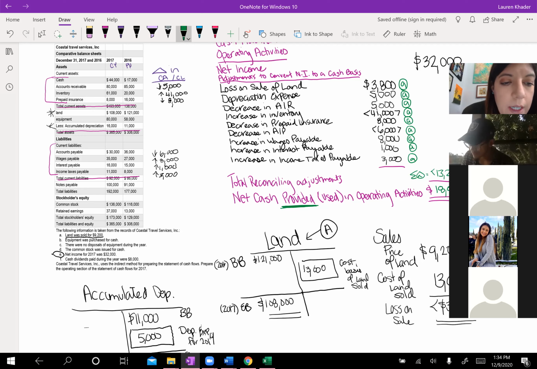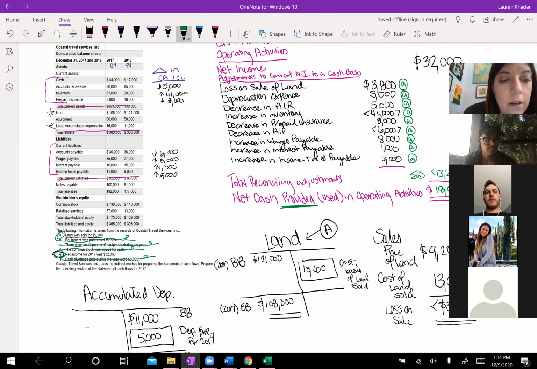So notice we didn't use the equipment purchased for cash. We don't care because that's investing. We didn't use the disposals of equipment, investing. We didn't care about the common stock that was issued for cash. That's financing. And we didn't care about cash dividends because that's also financing. We only used A and E from that information given.